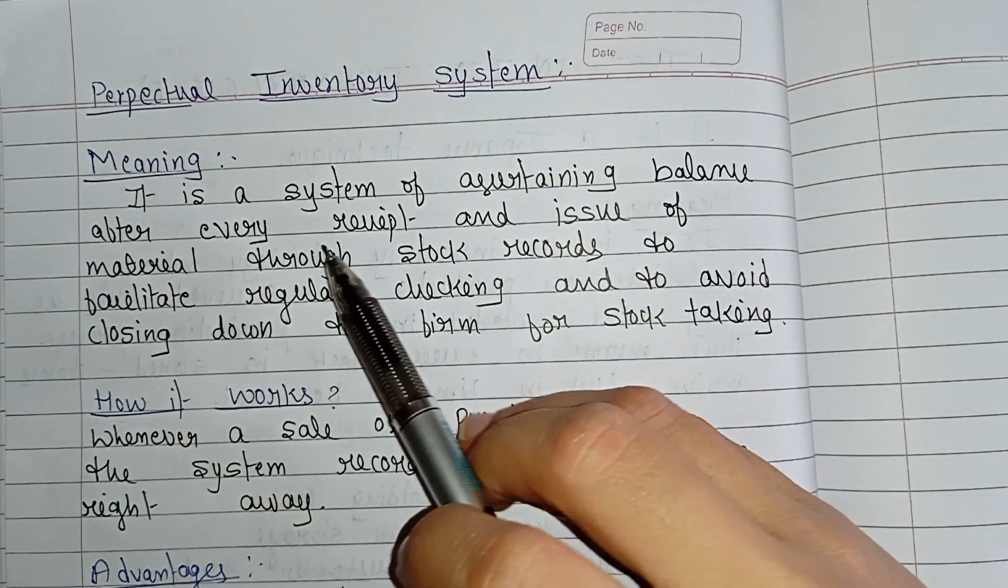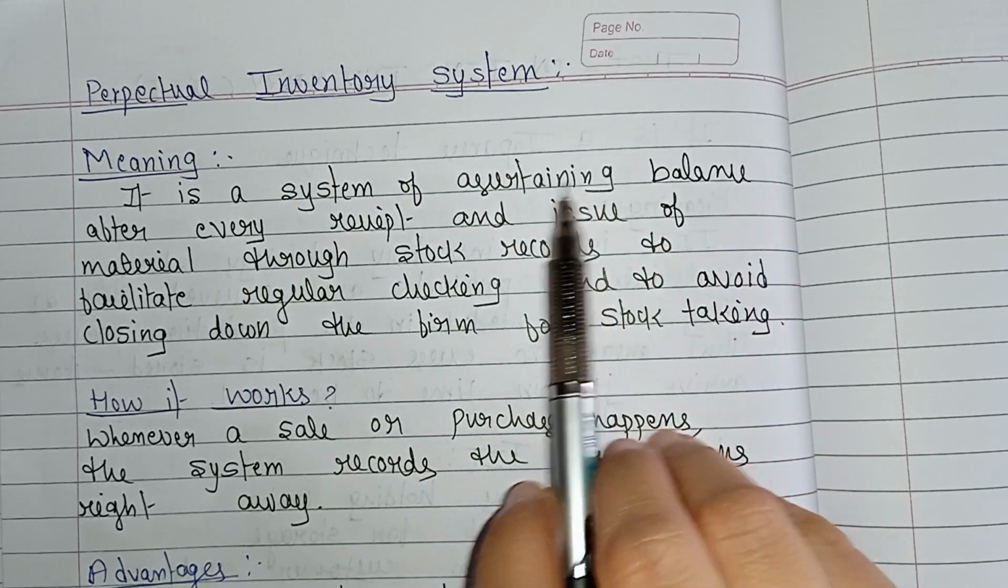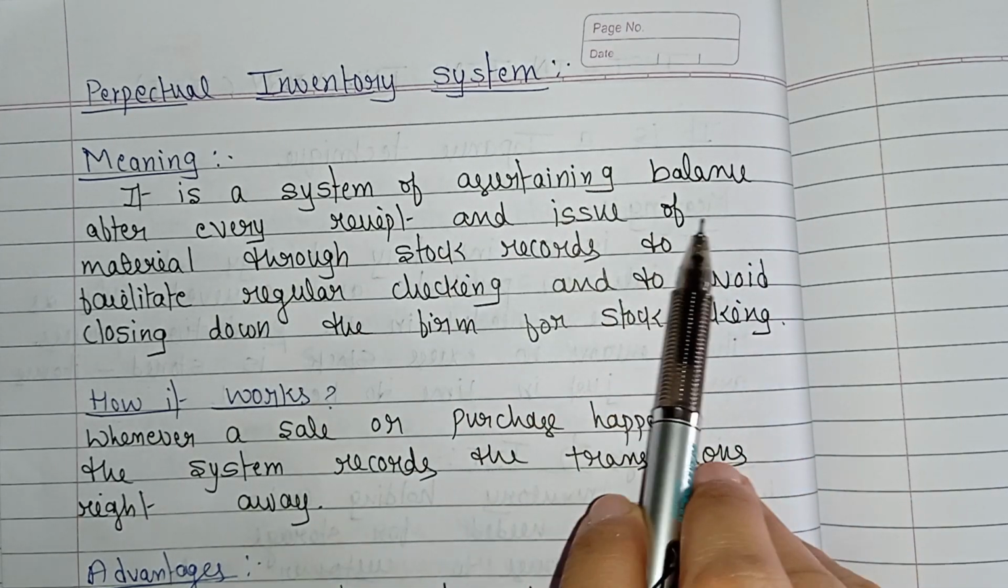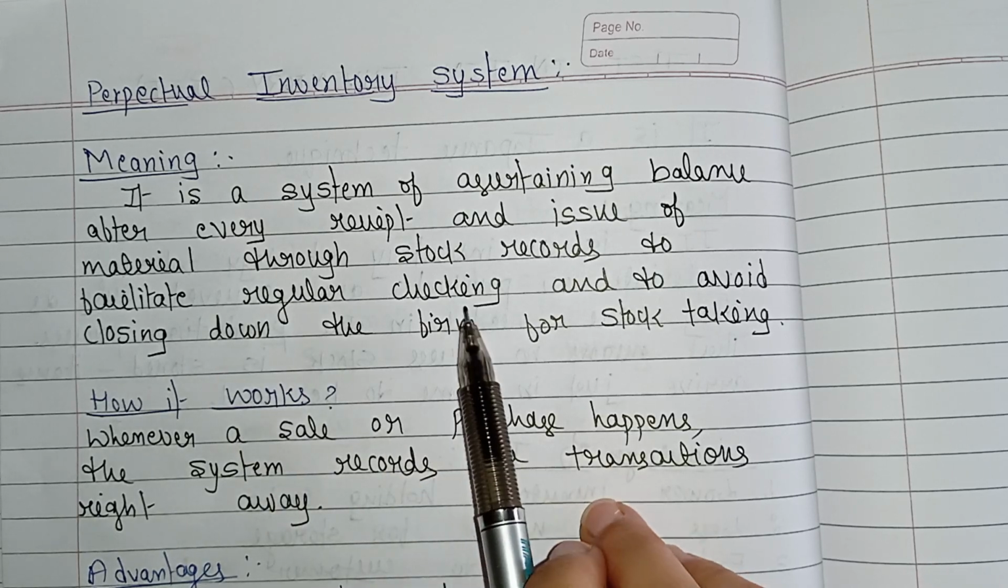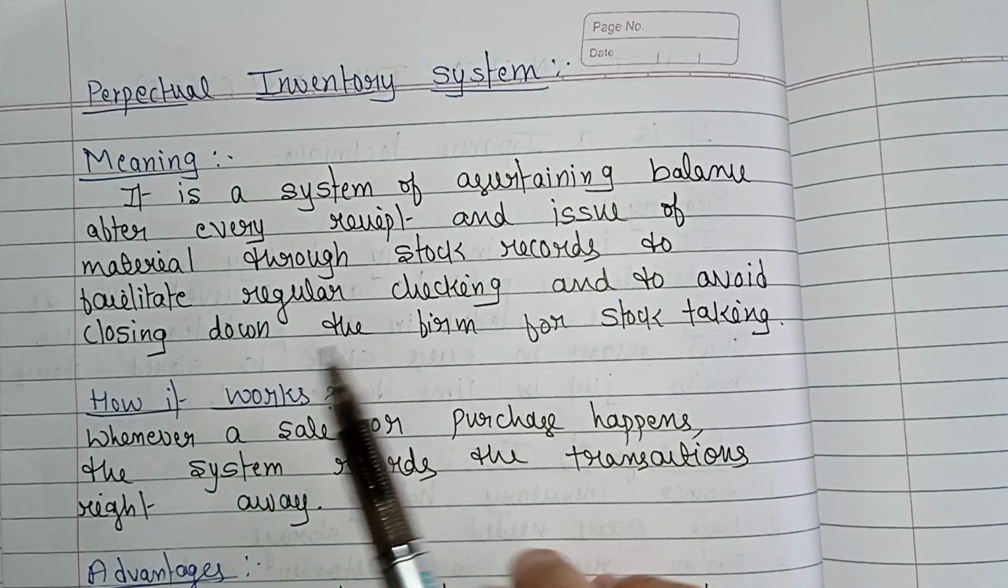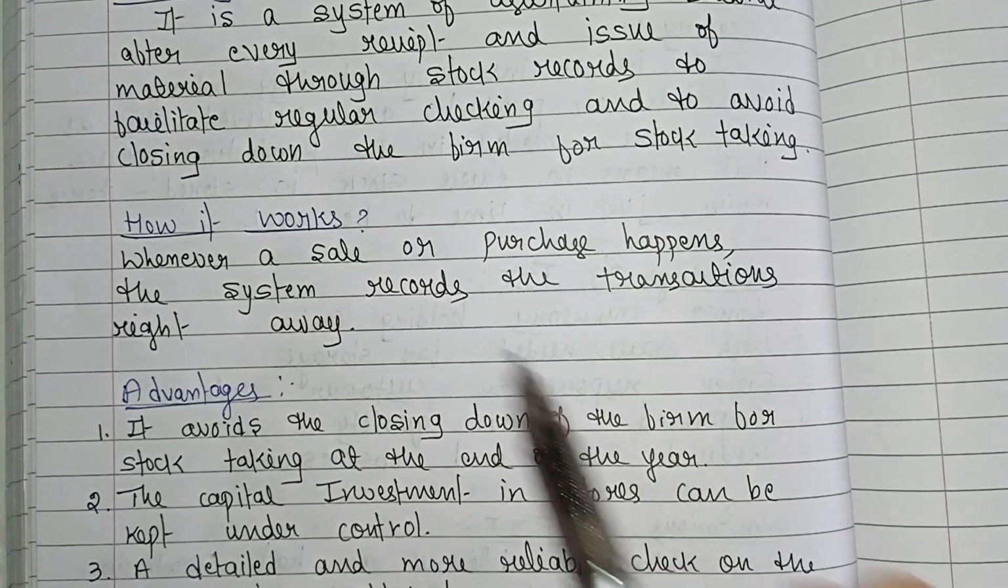Clear? So perpetual inventory system means it is a system of ascertaining balance after every receipt and issue of material through stock records to facilitate regular checking and to avoid closing down the firm for stock taking. So let's see how it works.